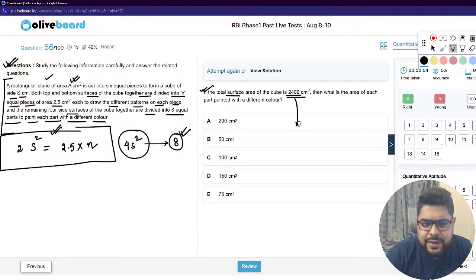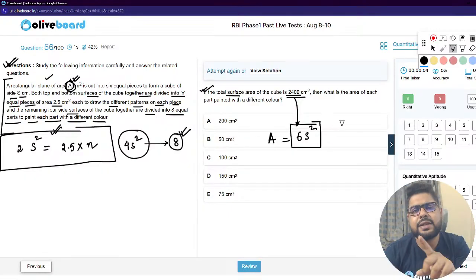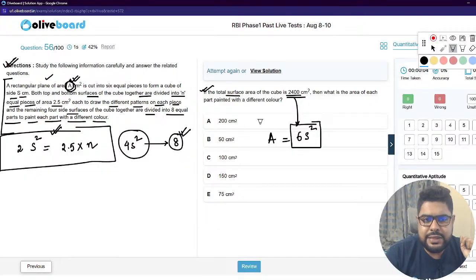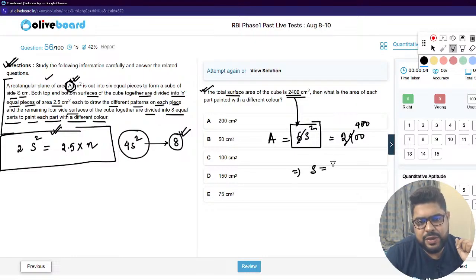Now, first, the total surface area of the cube is 2400 centimeter square. A is nothing but 6s square, because this is the total surface area of the cube. Every side is s, so each surface is s square, and there are 6 such surfaces. So given total surface area 2400, 6s square is 2400, so s square is 400, and s is 20.